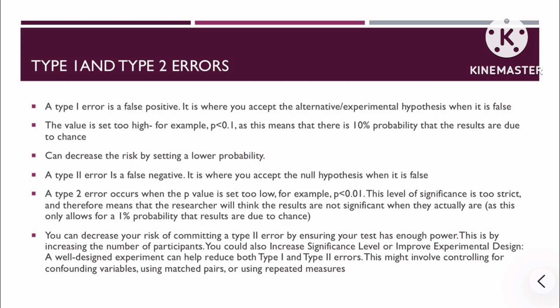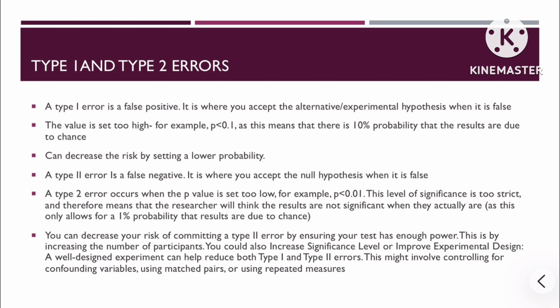A type 2 error is a false negative. It is where you accept the null hypothesis when it's false. Type 2 errors occur when the p-value is set too low. For example, a p-value of 0.01 is too strict, and therefore means the researcher will think the results are not significant when they actually are. You can decrease the risk of a type 2 error by ensuring your test has enough power.